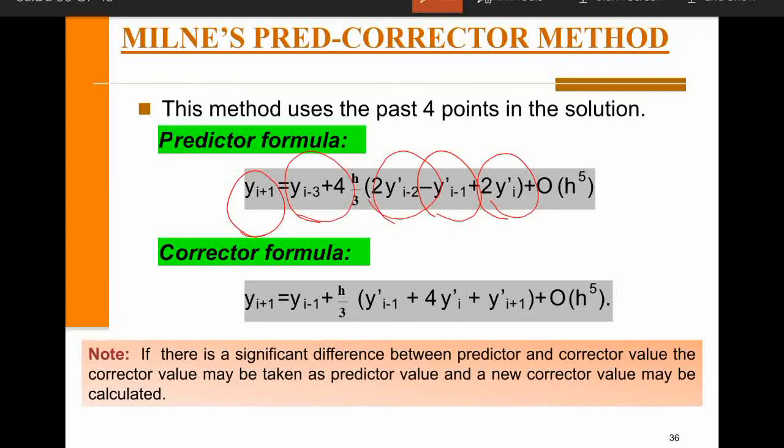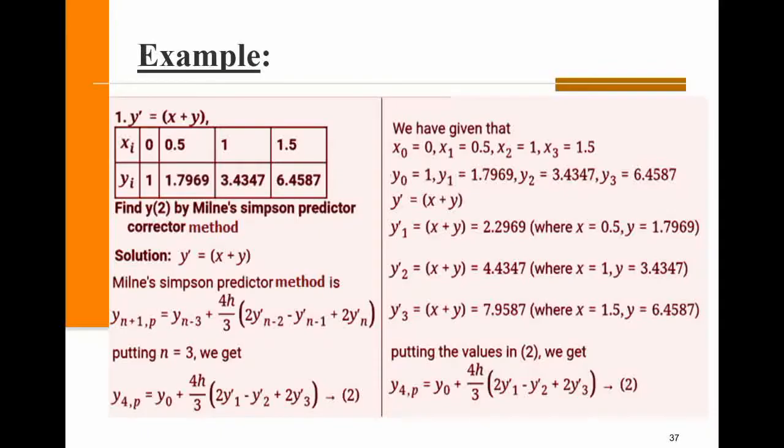After finding this predicted value, we will substitute this predicted value in this corrector formula to enhance the accuracy, to make our result more accurate. So that's why these multi-step methods work in two steps. One is prediction and another one is correction, right? So this is one example by Milne's method.